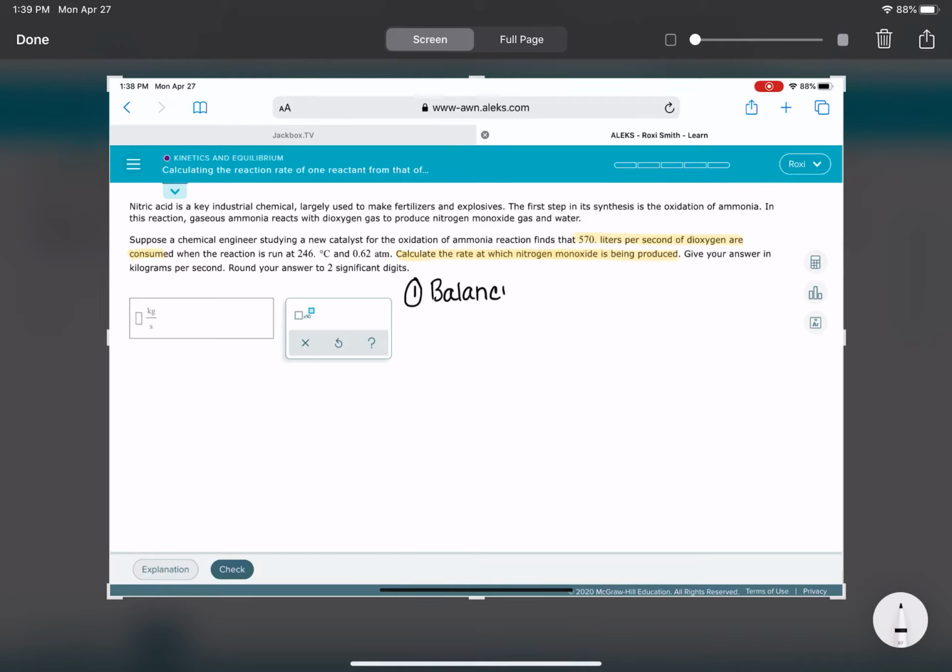And the reason that there are so many words in this problem is because they want you to write the equation from all the different words. So we're going to find where it tells us what the problem is. In this reaction, gaseous ammonia. If you're not sure what ammonia is, just Google it. Just look up its formula. It's NH3. Gaseous ammonia reacts with dioxygen, so that's O2, to produce nitrogen monoxide, that's NO, and water.